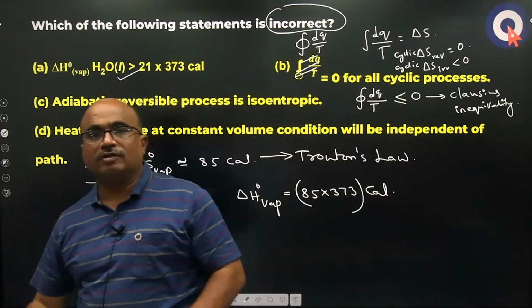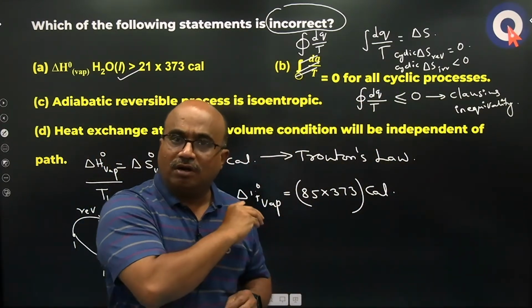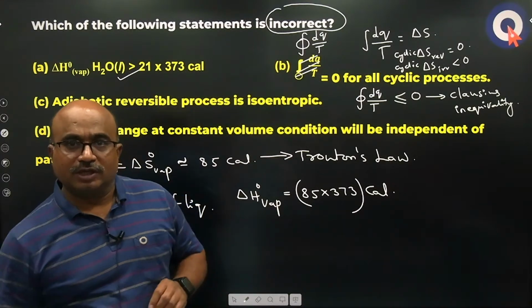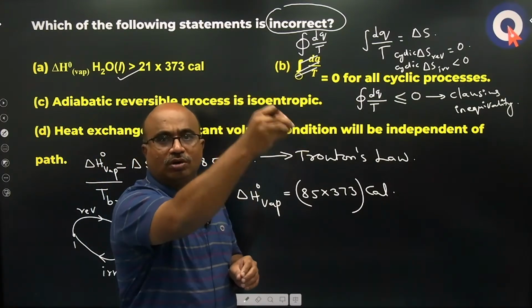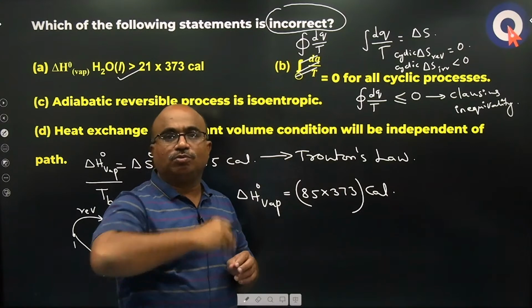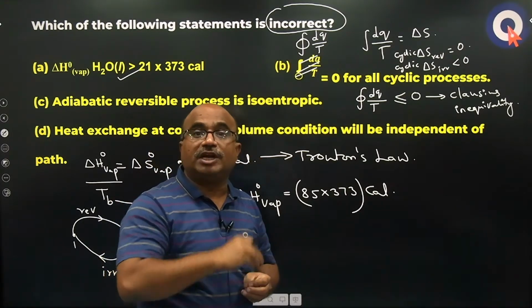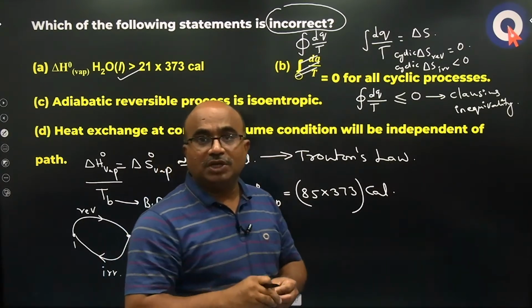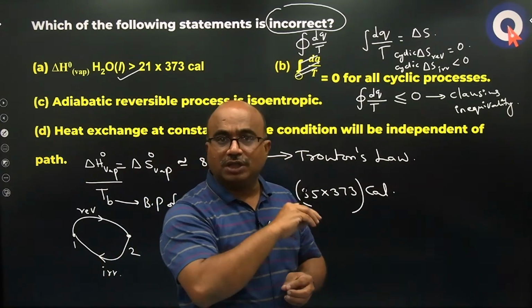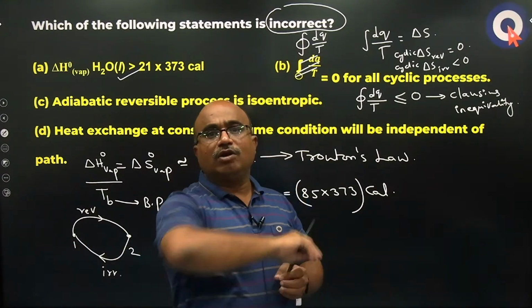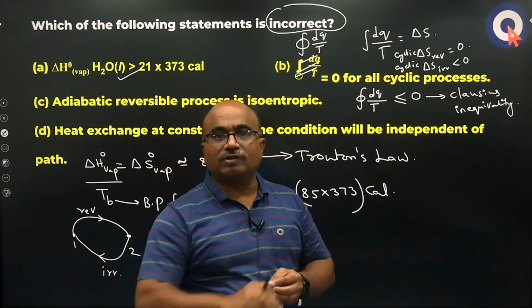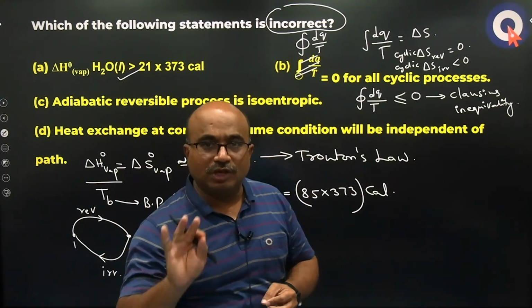So according to the Clausius inequality, for cyclic processes, if 1 to 2 and 2 to 1 are both reversible, since entropy change is a state function, entropy changes are always determined only during the reversible processes. Entropy change for the total cyclic process becomes equal to 0.